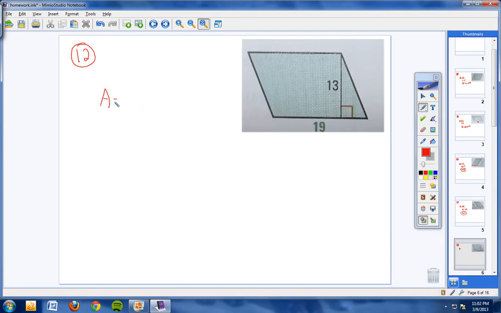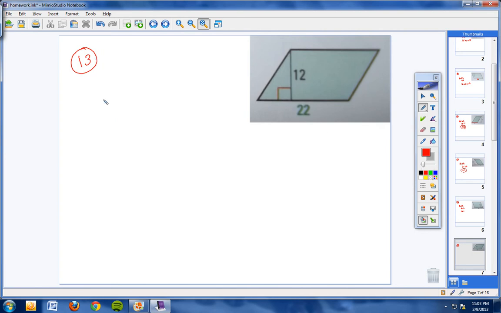All right, moving on to number 12, we're going to find the area of this parallelogram. In order to find the area of a parallelogram, it's base times height. Base times height. Well, our base is 19 and our height is 13. If you take 19 times 13, you will come up with 247 square units. Number 13, we're going to find the area of this parallelogram, and the formula we're going to use is base times height.